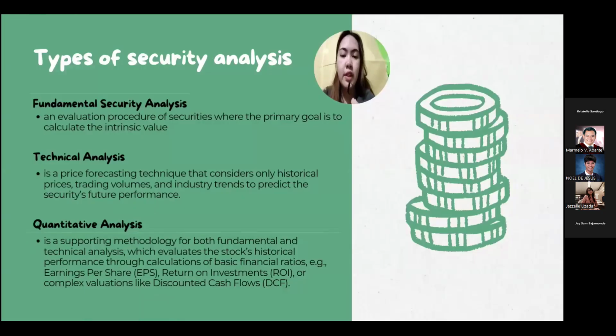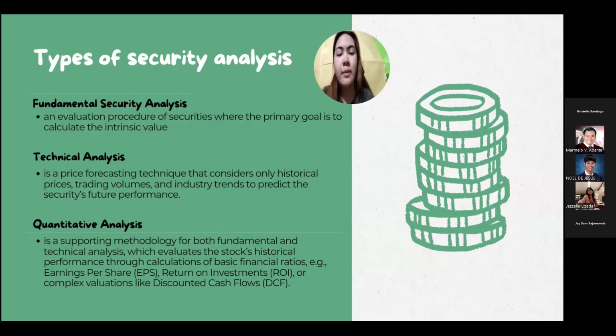Okay, so these are the types of security analysis. We have fundamental security analysis, an evaluation procedure of securities where the primary goal is to calculate the intrinsic value. So, parang this approach is evaluating security intrinsic value, examining the economic, financial, and other quantitative factors. Parang yung mga analysts mas nagpo-focus sila sa company financial statement, yung mga balance sheet, para ma-assess nila yung metrics like yung revenues nila, yung growth, yung profit, and kino-consider din like industry trends and competitive positioning.